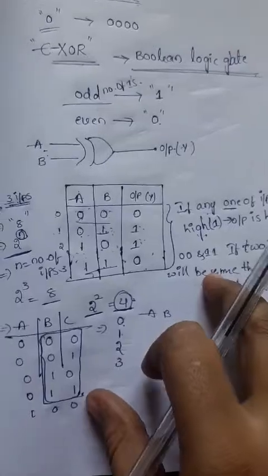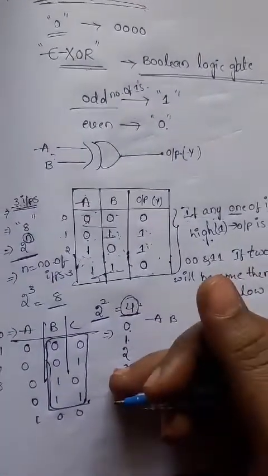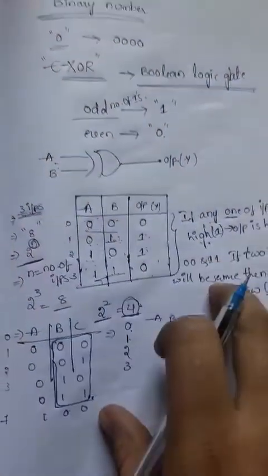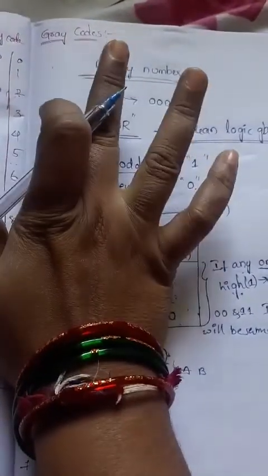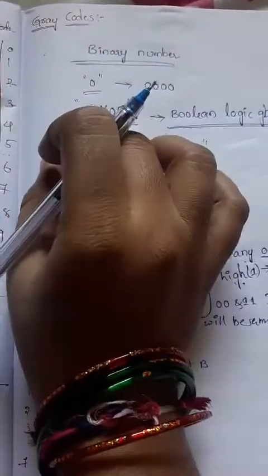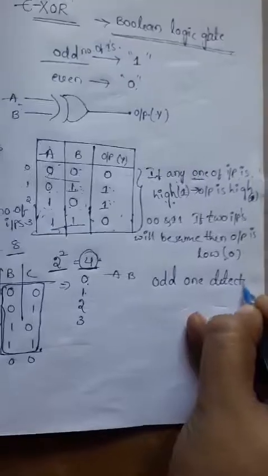In the next unit, actually in the second unit, we are going to discuss Boolean algebra and logic gates, and we will discuss the XOR gate there. Just remember that we use this XOR operation to convert a binary number into gray code. The XOR gate is also called the odd one detector. Remember the point.